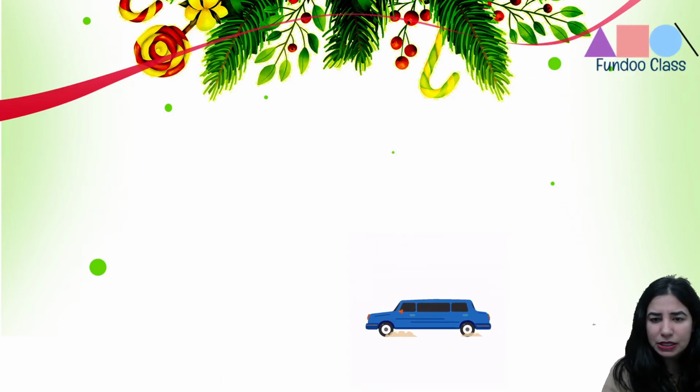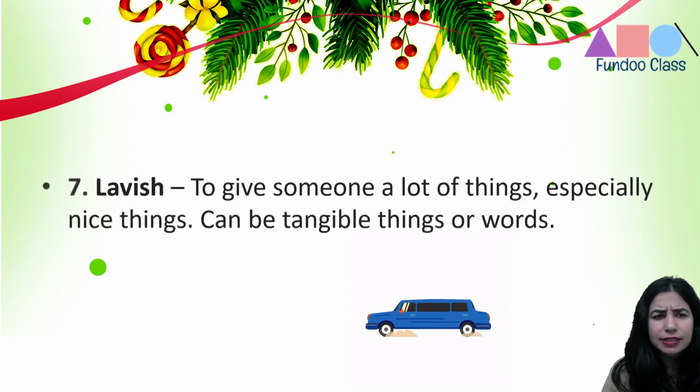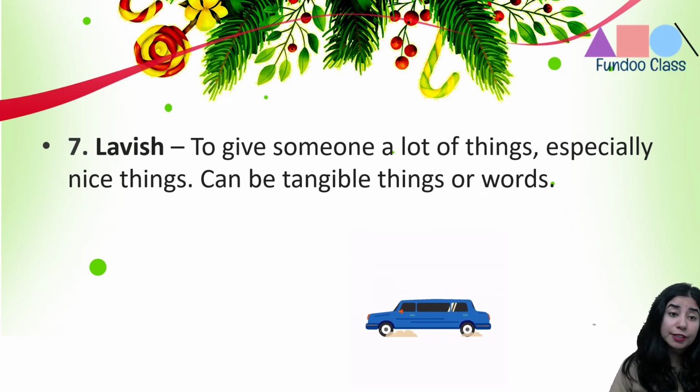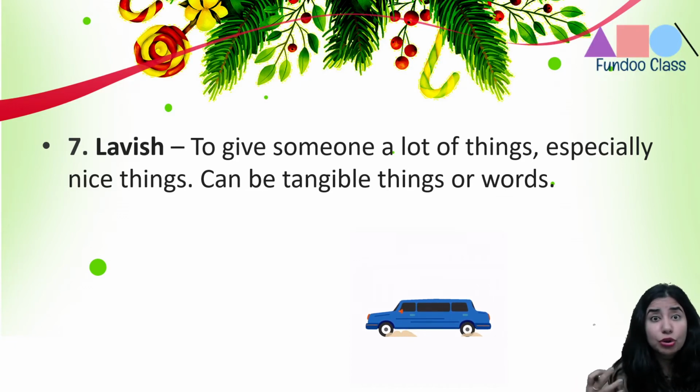So what's happening? This is a car and this car is moving. That's what I can sense. So let's learn the word lavish. Okay. So to give someone a lot of things, especially nice things. So can be tangible things or words. So lavish lifestyle, right? So it's a big, big car. So it's a lavish lifestyle, full of luxury, full of comfort, being too nice, right?